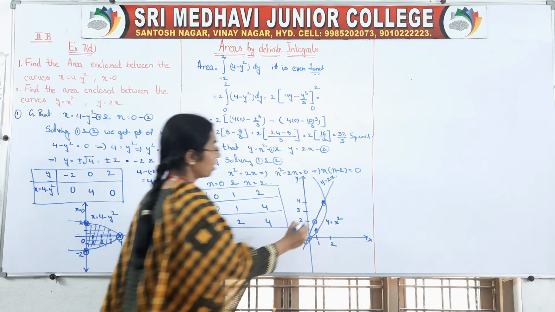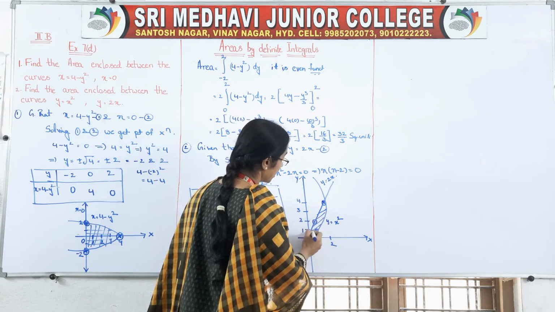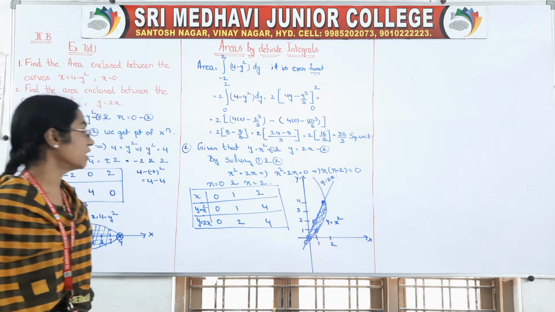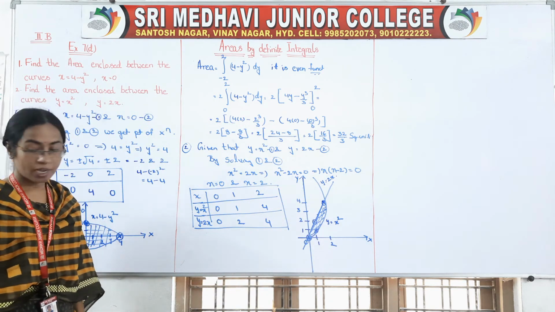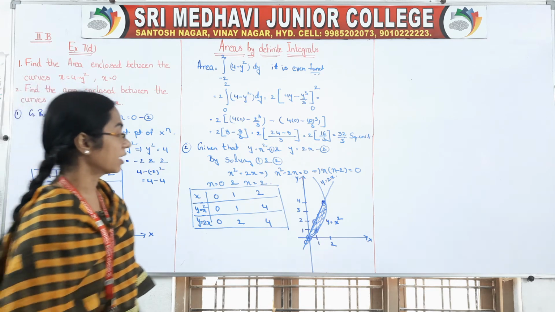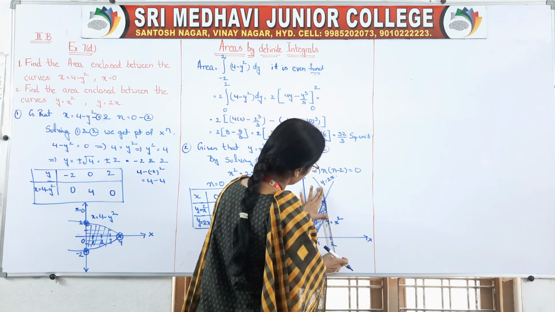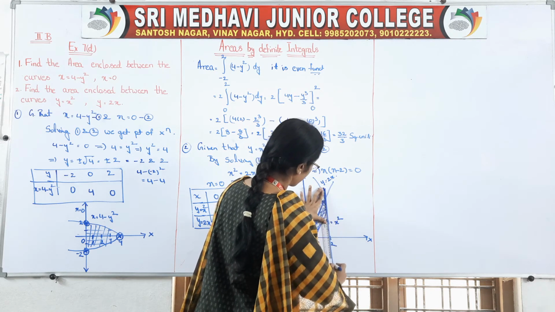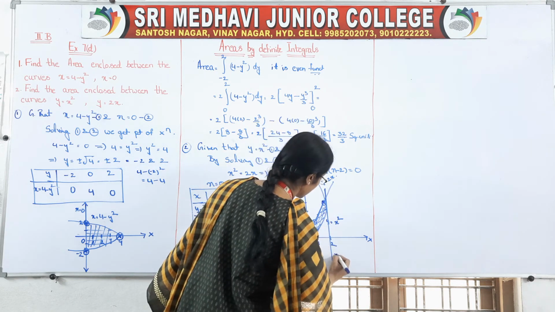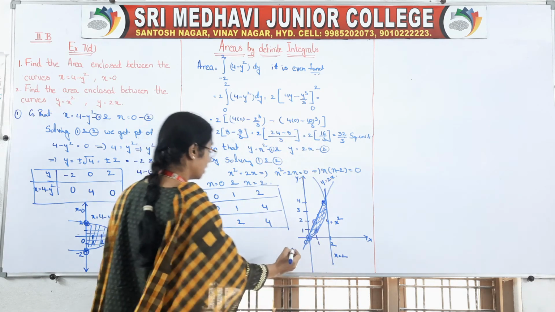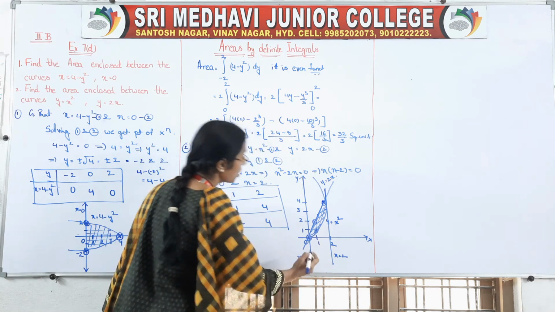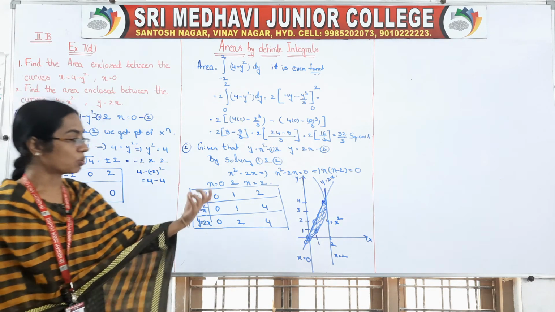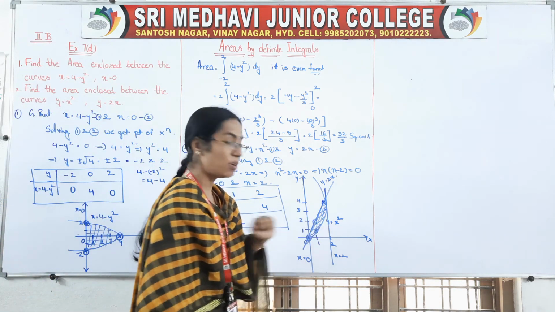So which area we have to find? This area we have to find, right. So in between x is equal to 0 to x is equal to 2, right. So x is equal to 2 means exactly here you will get the line. Okay, so this is your x is equal to 2 and this is your x is equal to 0. The y axis is x is equal to 0. So this area we have to find.